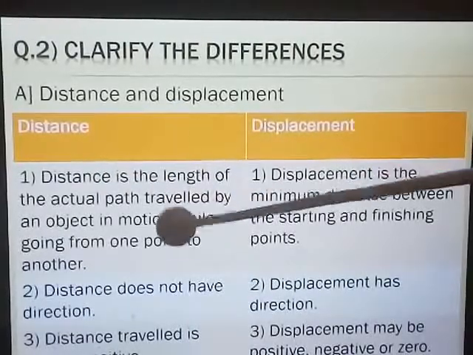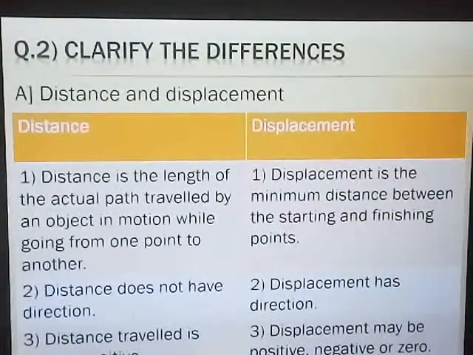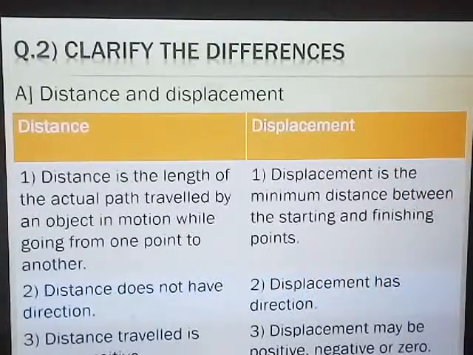Let us move to the next point. Distance does not have direction. While explaining the concept, I had told you distance does not have direction, whereas displacement has direction.